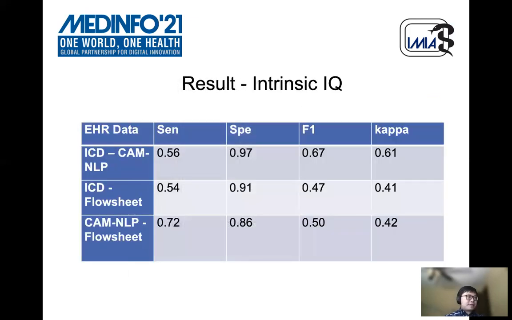The first results slide summarizes the overall agreements of the comparison between ICD, CAM, CAM NLP, and flowsheet. Overall, there was an agreement across the three measures. Although CAM NLP yielded the highest agreement, no single data type comprehensively represented the delirium status. Thus, there was a strong indication that data quality assessment should be conducted prior to the information use.